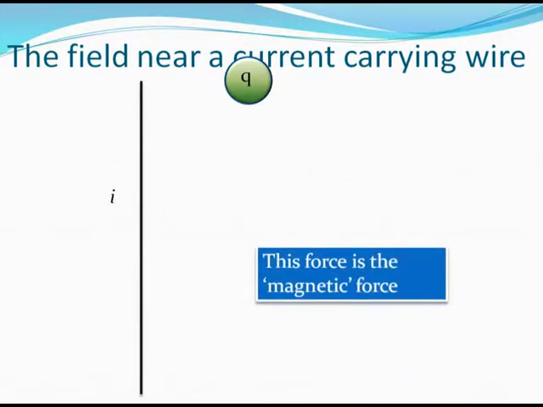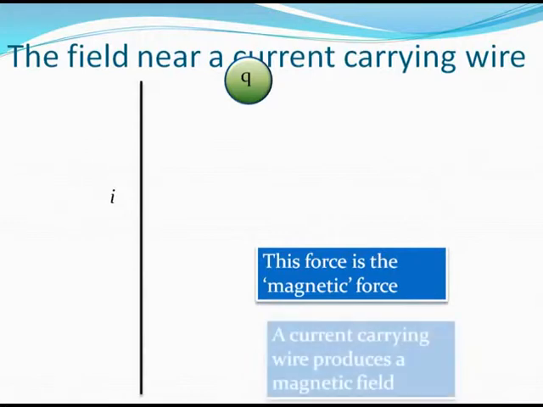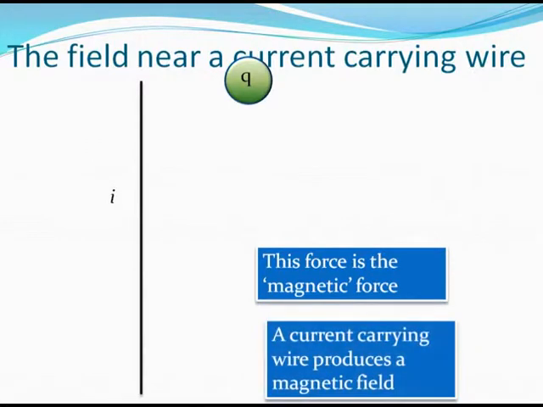Isn't it weird that, a force should act on the charge when the charge is moving, but, the force does not act when the charge is stationary? Yes, it is surprising, but this is because a new field called the magnetic field has come into the picture, which exerts a magnetic force on the charge. A current carrying wire produces a magnetic field. This magnetism is what we are going to study about in this chapter and the chapters to come.